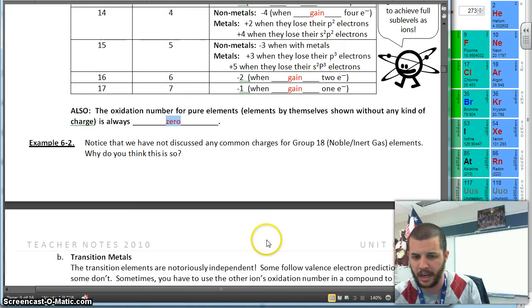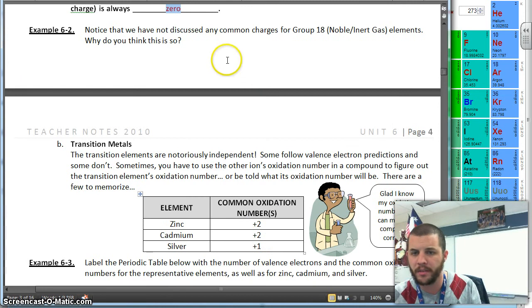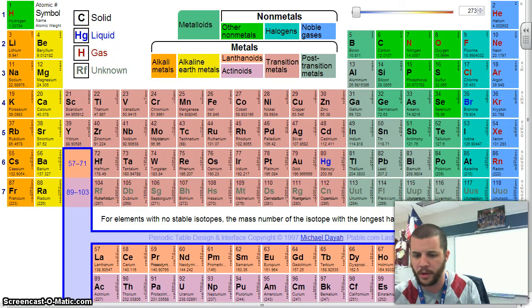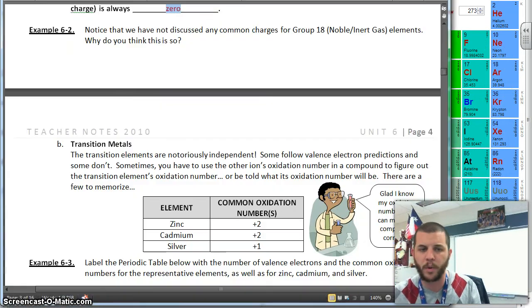Okay, so why don't we discuss charges for our noble gases? The reason for that, of course, is that they don't have a charge. Since they already have all the electrons they want, they're not going to do any sort of reaction or anything like that to form a charge.